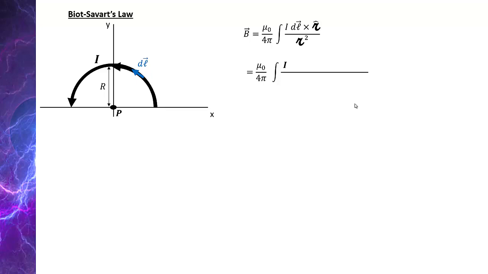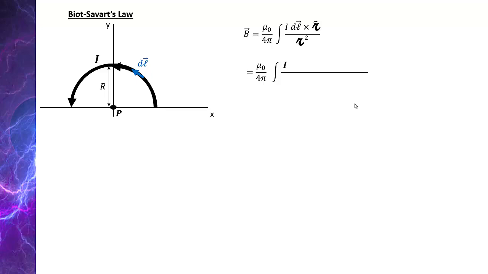So let's take as our current loop just this half circle of current with a radius r and a total amount of current I running along it. We want to do this integral over this piece of bent wire. So we should first figure out what dl is.